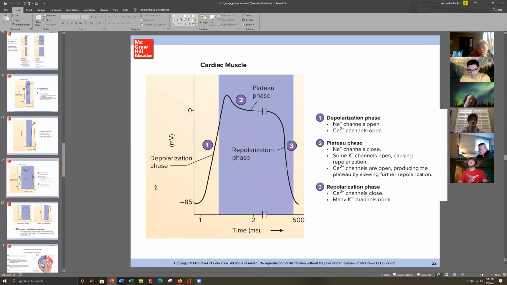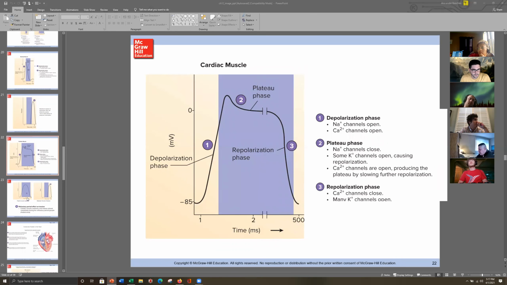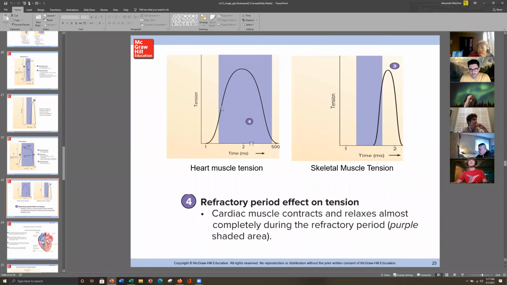However, that's not the case with cardiac muscle because of this plateau phase. We extend the time that it takes for that neuron to actually be able to reset and repolarize, right? And then comparing the force production in cardiac muscle here, we can see that there's almost perfect overlap between the refractory period of the neurons that innervate cardiac muscle and the tension development that occurs in our cardiac muscle, versus the refractory period in the skeletal muscle neurons and the tension development as it corresponds to that. So really cool stuff.